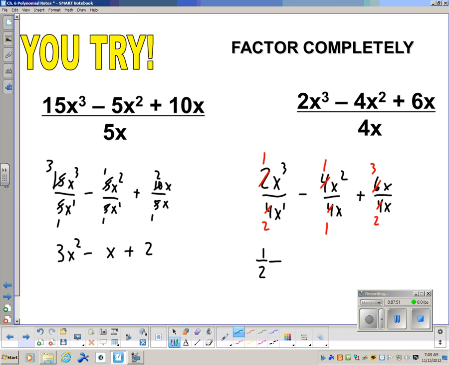And x to the third divided by x to the first, subtract the powers here, you get x squared, there's more at the top, so x squared's going up here at the top. And then minus over here, x squared divided by x to the first, you get x to the first, or just x there at the top. And then over here, we get 3 halves. X divided by x just goes away, so you get x squared, or if you want, 1/2 x squared minus x plus 3 halves. Probably looks nicer.